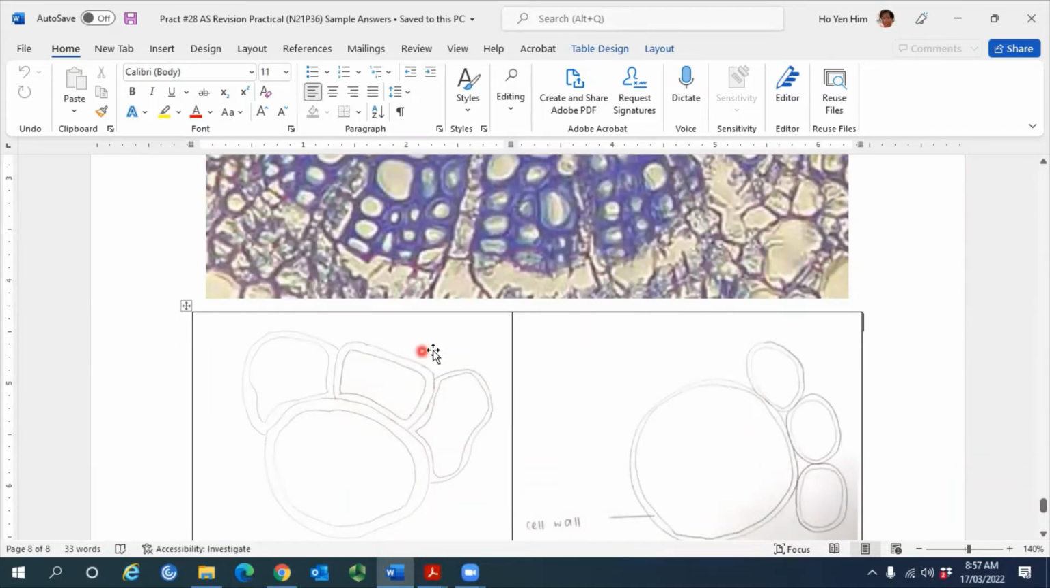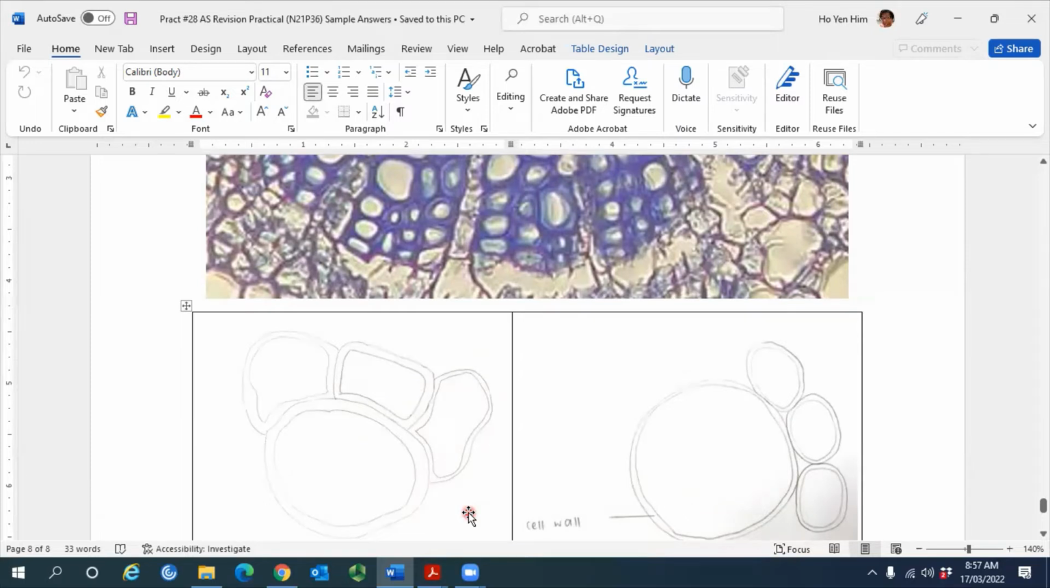Now I show you the picture. You tell me correct or not. Unless the student is not drawing xylem vessel, drawing parenchyma cell lah. Then wrong already also. Next thing is label cell wall. This one got no label cell wall. Drawing very, very good, but then -1 mark.